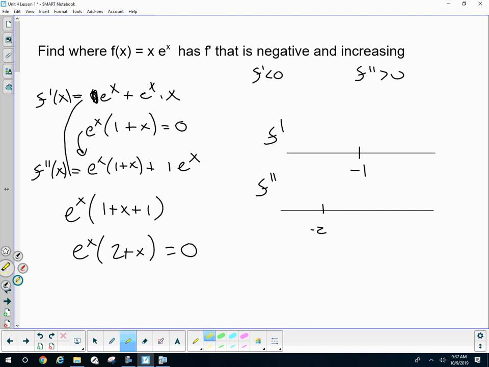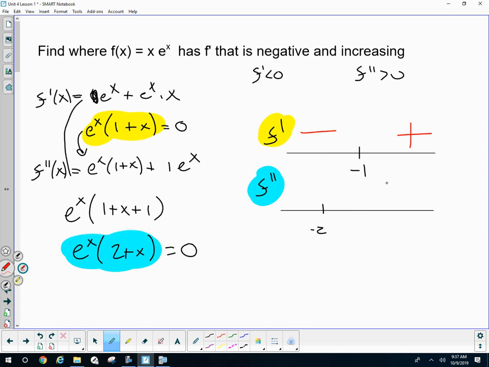Let's do the analysis of f prime. To do the analysis of f prime, I'll look at the simplified form of f prime. Plugging in 0, I got positives. Plugging in negative 2, I'd get negatives. For f double prime is this simplified form. We would have positives and negatives. Plugging in values like 0, plugging in values like negative 3. Remember, e to the x, always positive.